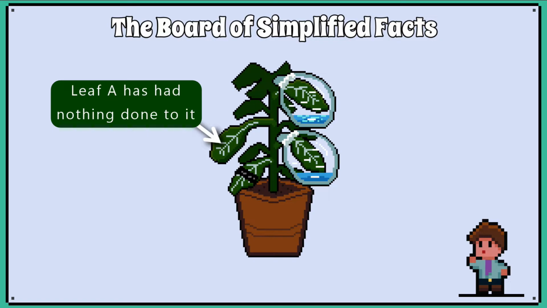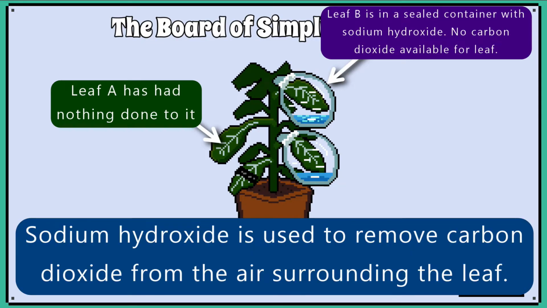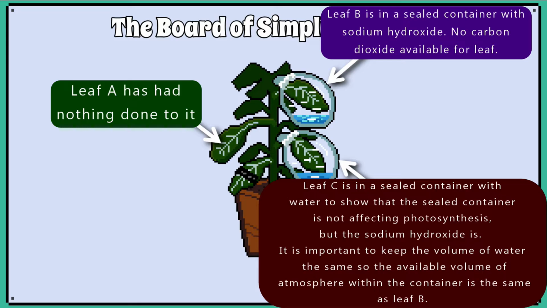Leaf A has had nothing done to it. Leaf B is in a sealed glass vessel which contains 30 cm cubed of sodium hydroxide solution. You need to know that sodium hydroxide absorbs carbon dioxide, so this leaf will have no access to carbon dioxide. Leaf C will also be in a sealed glass container, but this one will contain 30 cm cubed of water. This acts like a control experiment to show that leaf B and C have access to the same volume of atmosphere, and it should prove that the sodium hydroxide is removing the carbon dioxide from the atmosphere and that the sealed container on its own is not affecting the leaf.